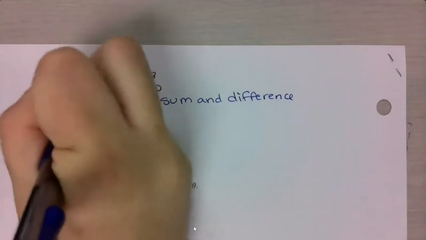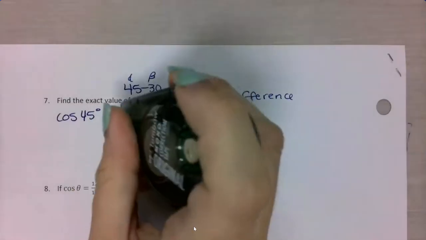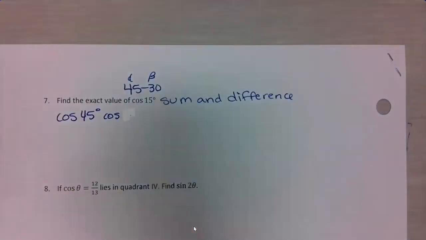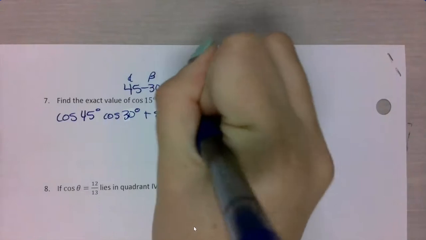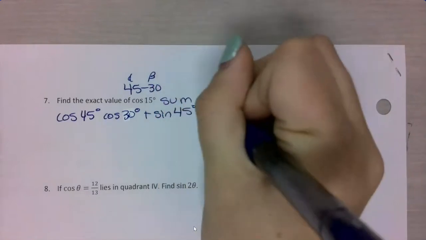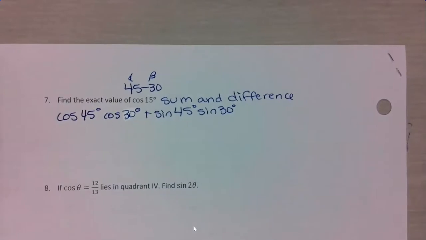So it's going to be cosine alpha, which is the 45, times cosine beta, which is the 30, plus sine alpha, which is the 45, times sine beta, which is the 30. And then I just want to know these values. This is from that chart I showed you earlier that you need to have memorized.